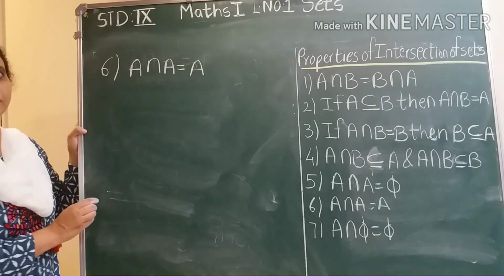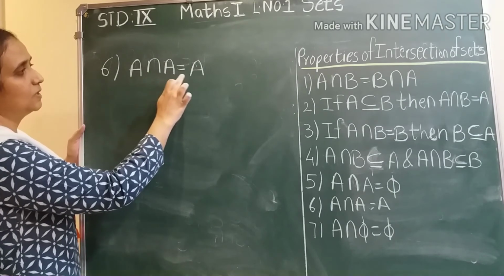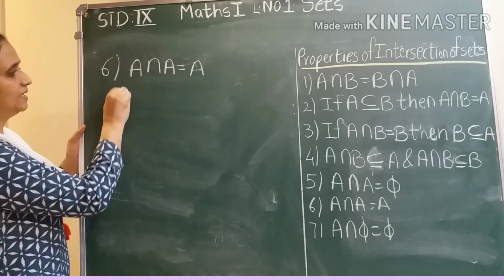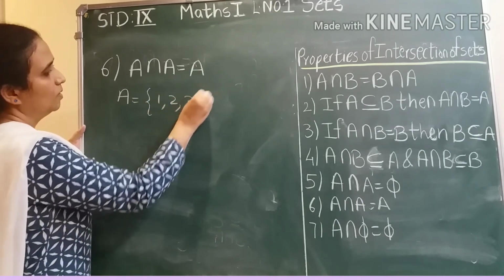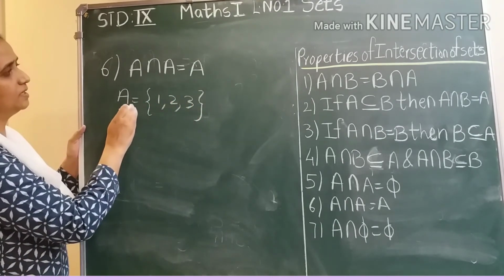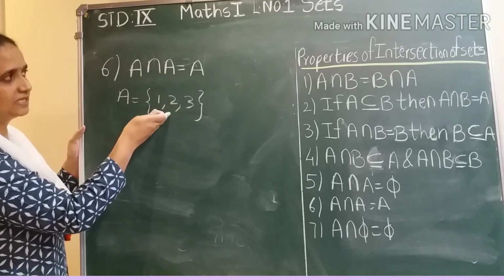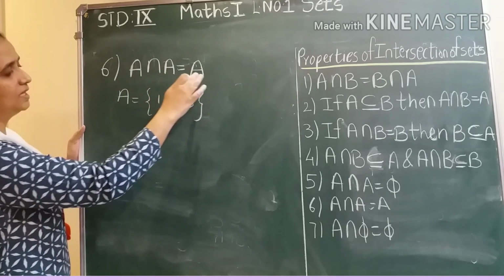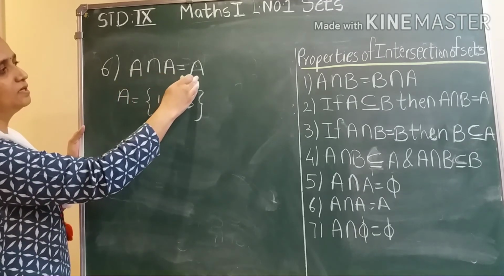The sixth property we are going to verify: A intersection A is equal to A. You can take any set A, say 1, 2, 3. The intersection of A with A will be that set itself. That is, over here you will see that the intersection of set A with itself will be the set itself.